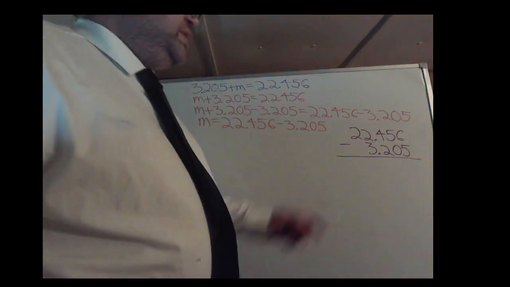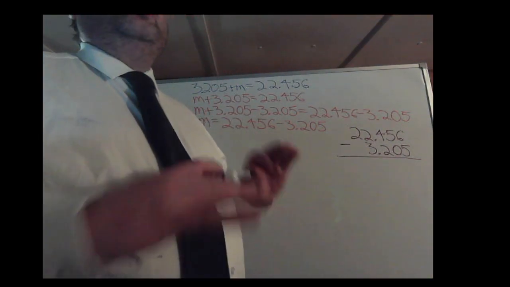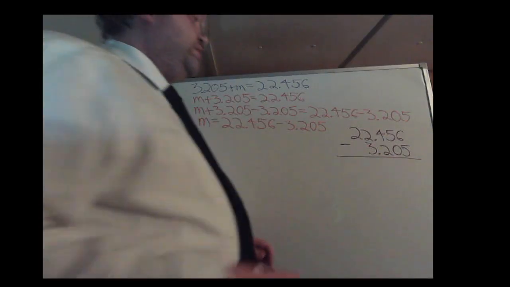So let's go ahead and do that. You'll have 22.456 minus 3.205. Well, good news with this equation, both terms of the equation have three decimal places, so we could straight away go ahead and do the subtraction. 6 minus 5, that's 1. 5 minus 0, that's going to be 5. 4 minus 2, that's going to be 2.